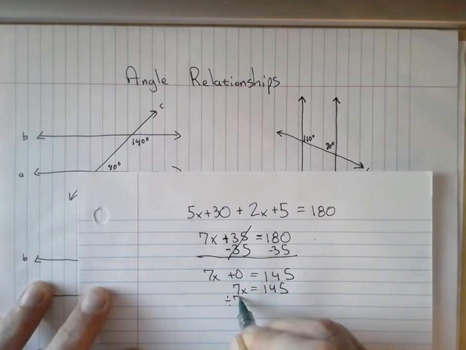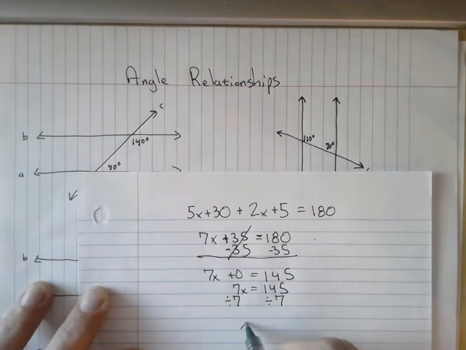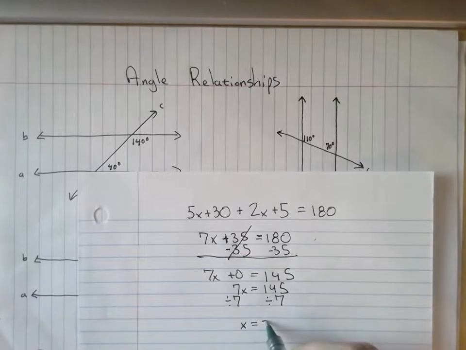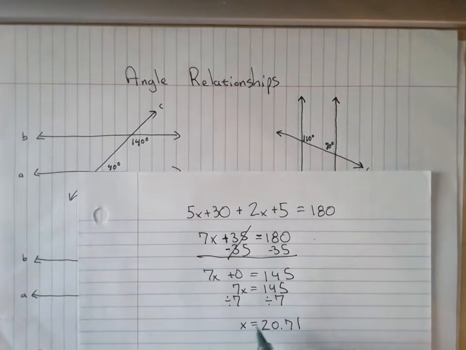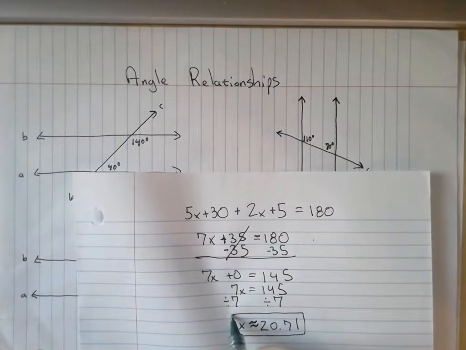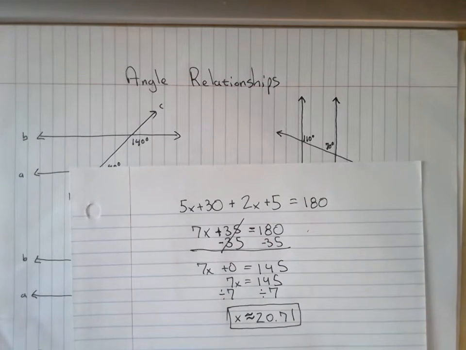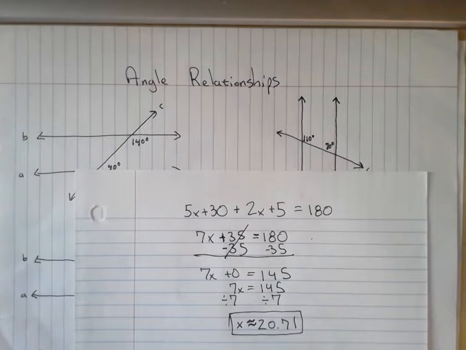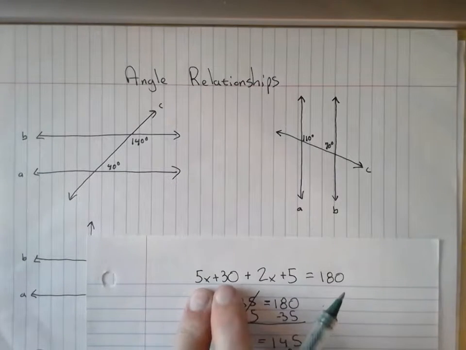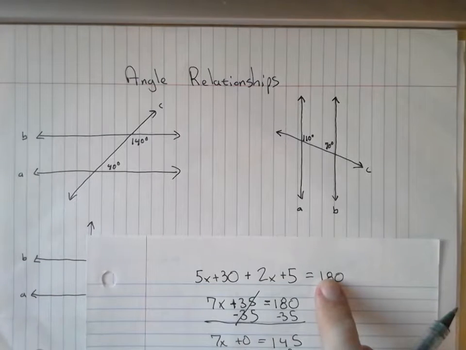Divide both sides by 7. According to the calculator, x is 20.71, or approximately equal to 20.71. So I encourage you to review this video to understand why this equation is set up as it is.